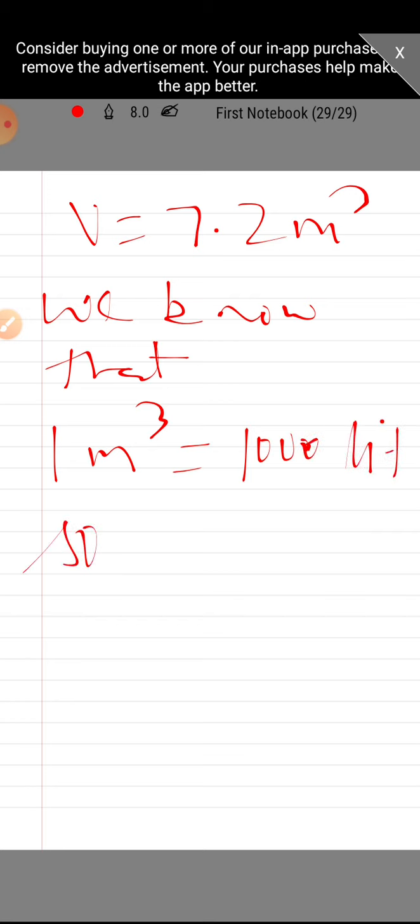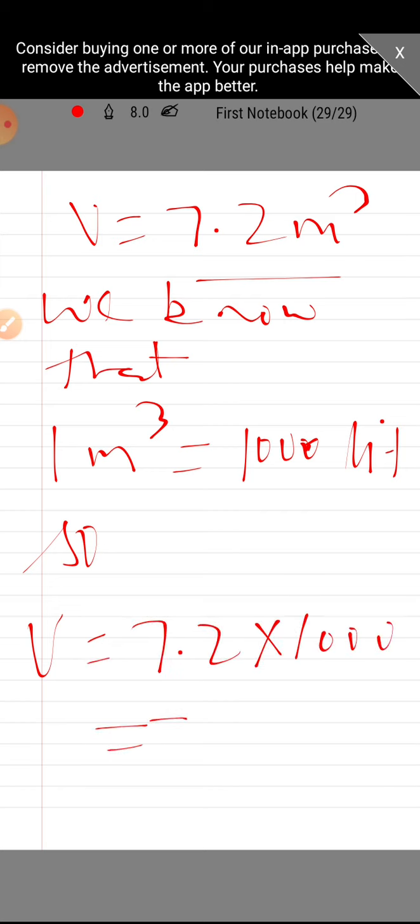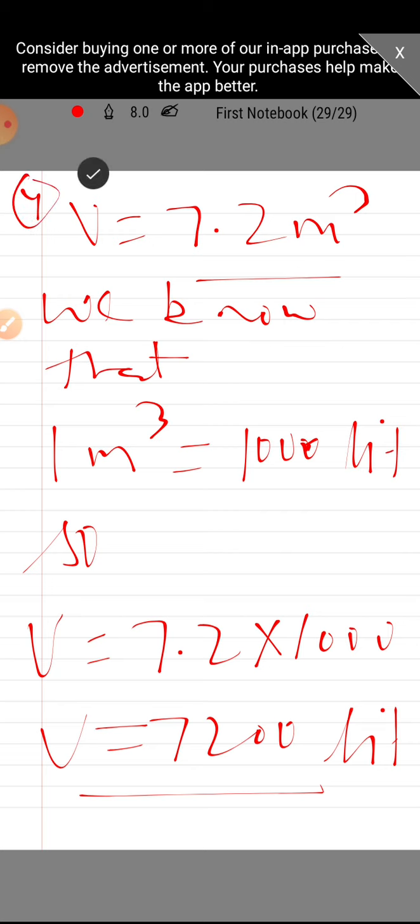सो ये आपका 7.2 मीटर क्यूब दिया है. सो अगर जिसको हमें लीटर में कन्वर्ट करना है हम बेसिकली मल्टीप्लाई करेंगे. सो 7.2 मल्टीप्लाई होगा हमारा 1000 से. सो ये आपका हो जाएगा 7200 liters. So that is the required answer for question number 4. Remember, this is your question number 4.